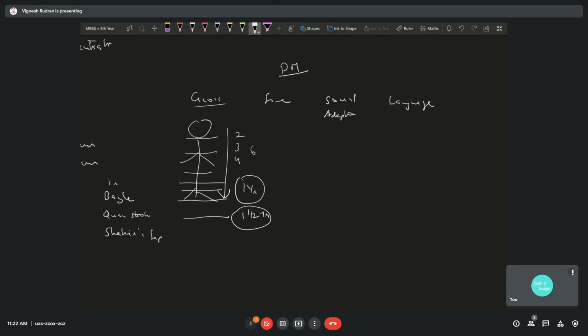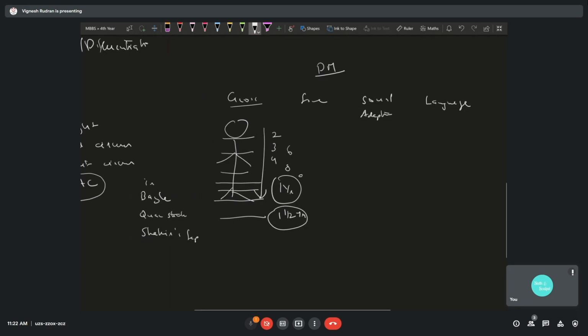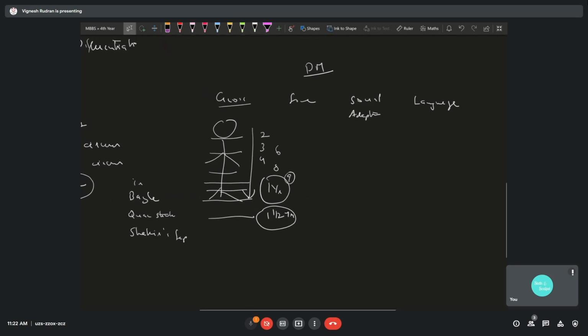In 6 months he'll be able to shift from prone to lying, and then in 8 months he'll be able to sit with support, and then in 9 months he'll be able to sit without support. All of those you can fill it up. This is not perfect, but it makes life so much easier when you do it this way. So this is how I would remember this. And then moving on to your fine motor.